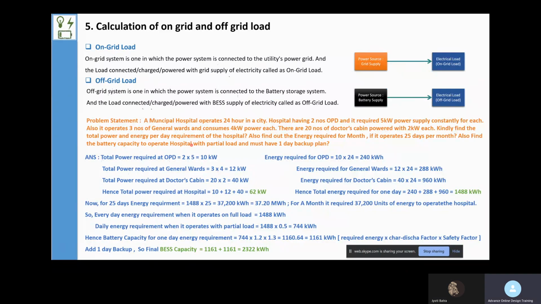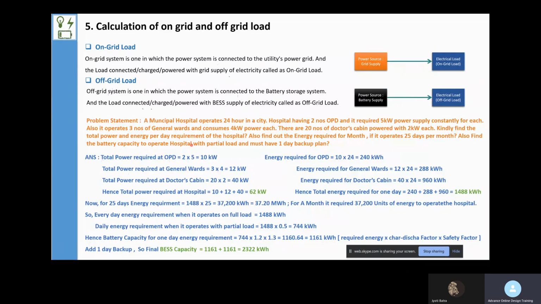So take an example of this. A municipal hospital operates 24 hours in a city. Let's say in Gurgaon itself. The hospital has two OPDs, and it requires 5 kilowatt power supply constantly for each OPD. Also, it operates 3 general wards and consumes 4 kilowatt power each. There are 20 doctor's cabins powered with 2 kilowatt each cabin. Kindly find the total power and energy per day requirement of the hospital. This is the one question.